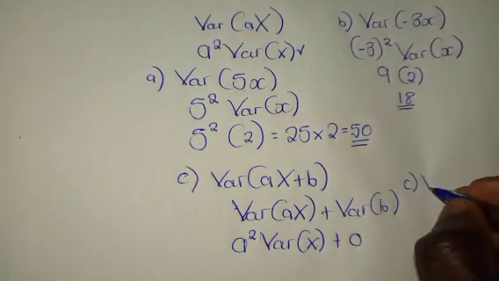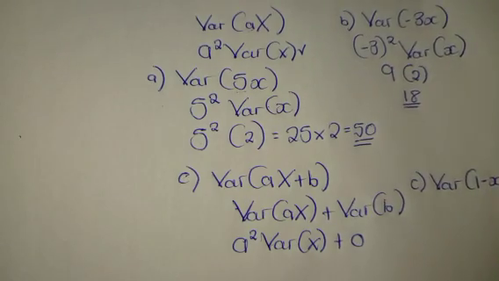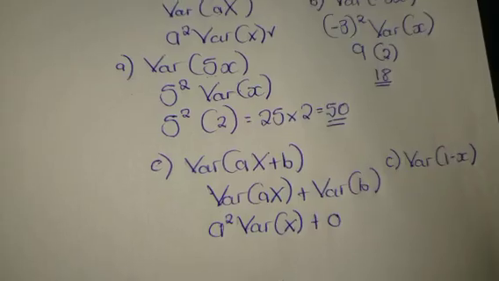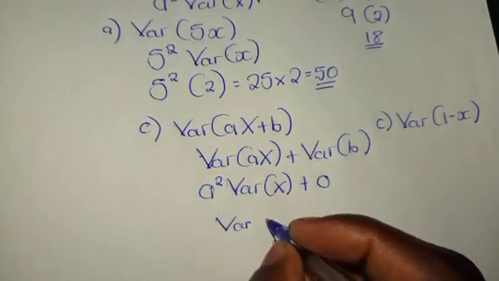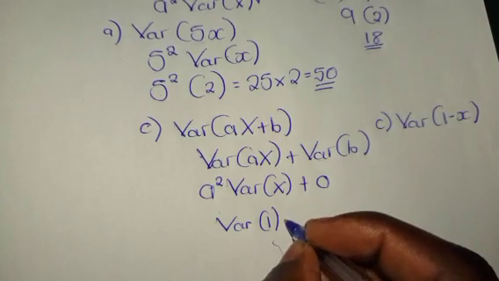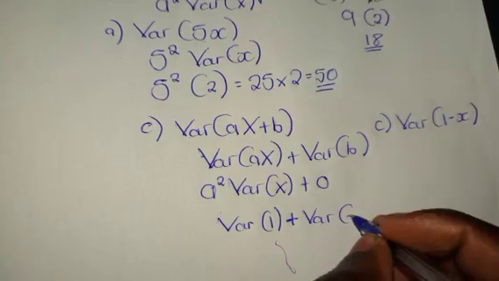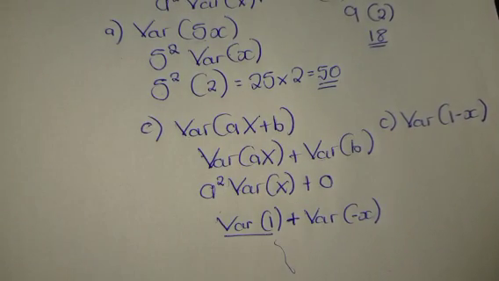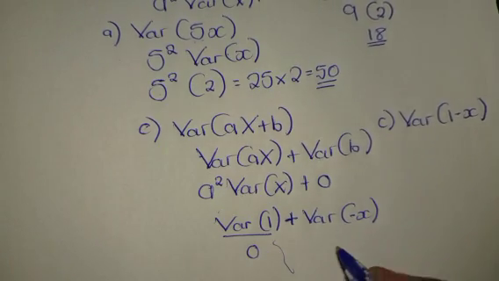which is c, the variance of 1 minus x. So from here, what we will do now is we'll say the variance of 1 minus, or let's say plus, the variance of negative x, where we know that there is no variability of a constant number, so the variance of 1 is 0.